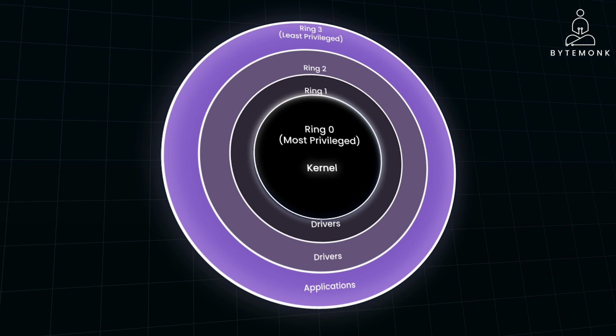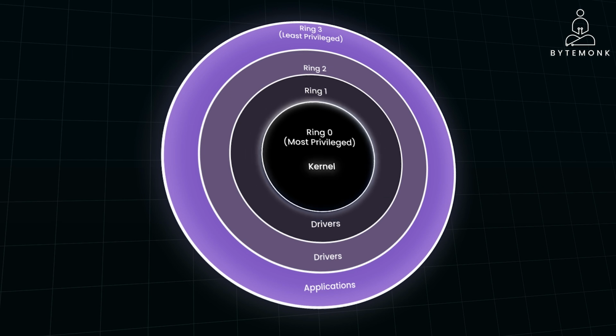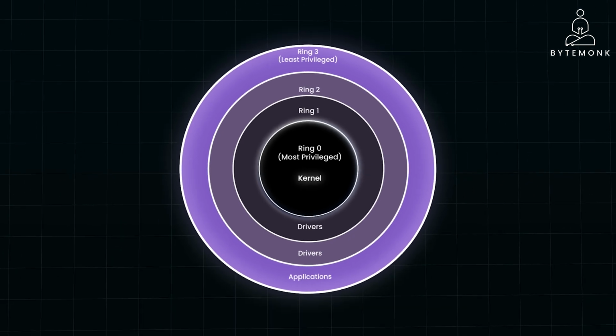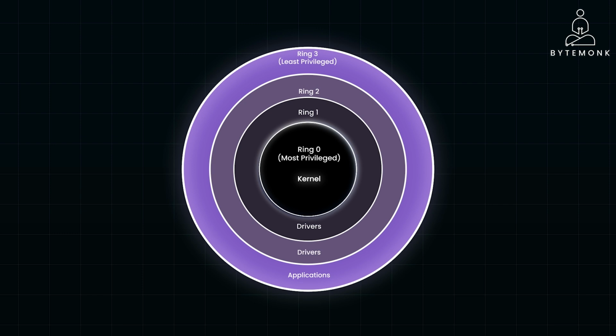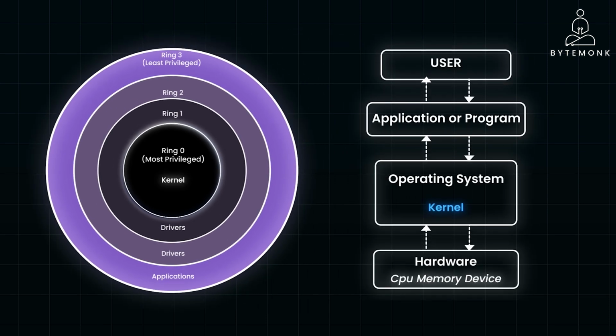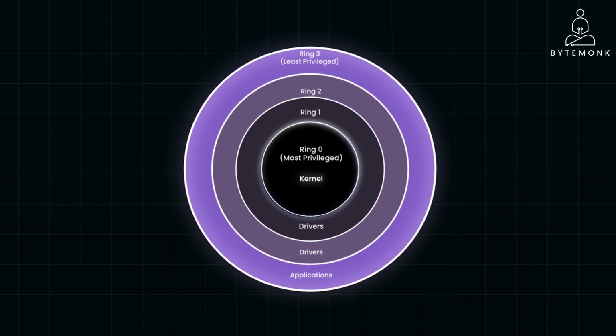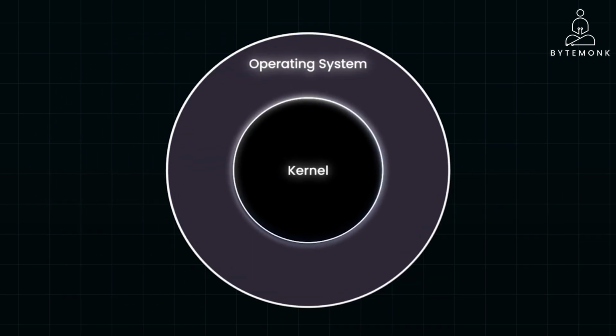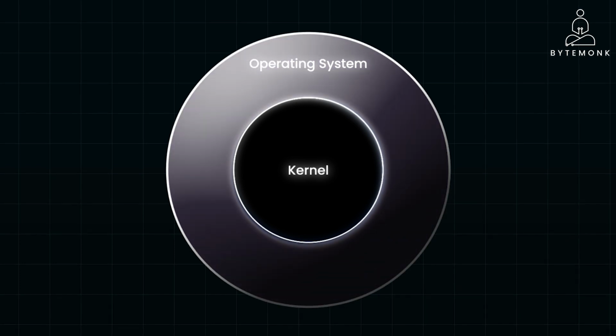Ring 0, or the kernel mode, is the innermost ring. This is where the operating system's kernel resides, and it has complete control over the hardware and system resources. The kernel is the heart and soul of an operating system. It is a special piece of software that acts as the main bridge between your computer's hardware, like processor, memory, and storage, and the software applications you run, like your web browsers or word processors. It is named a kernel because it operates inside the OS, or the operating system, just like a seed inside a hard shell. But more about the kernel in my future videos.